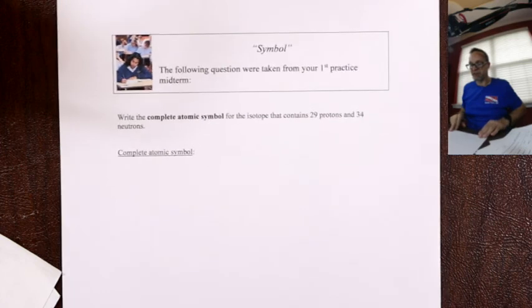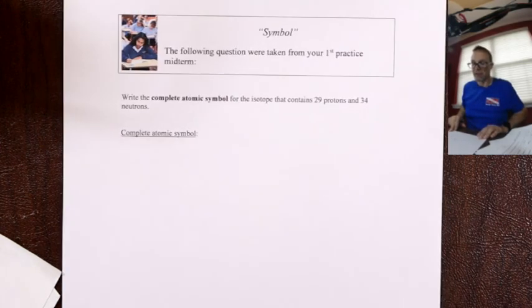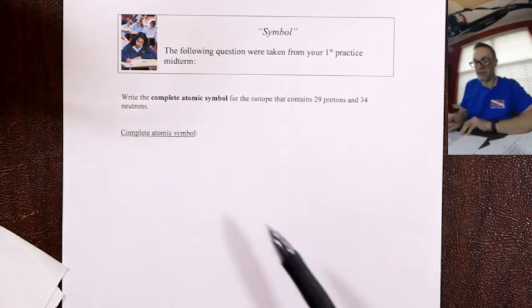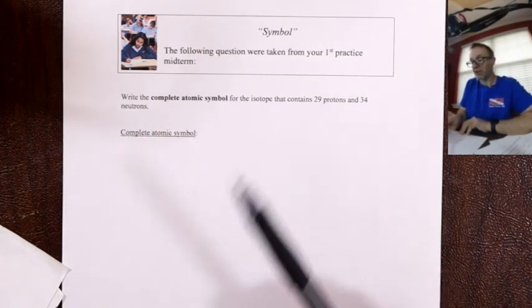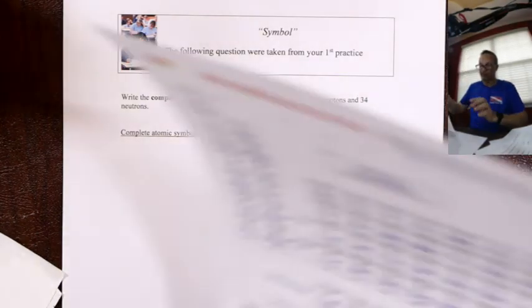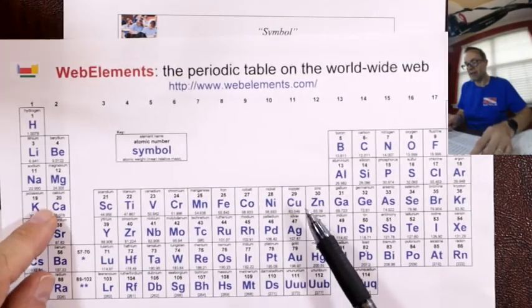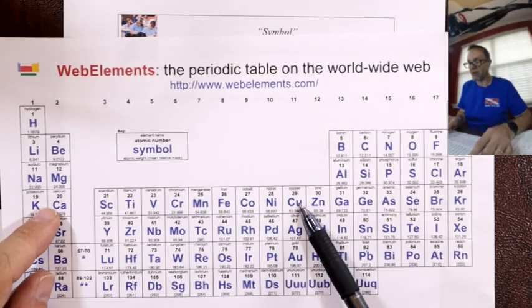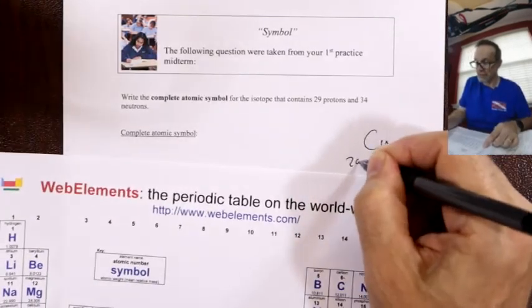Finally, here's an old one, a simple question, let's be honest, right? So if you understand complete atomic symbols, very straightforward. Write the complete atomic symbol for the isotope that has 29 protons and 34 neutrons. Look on your periodic table. Who is element 29? It's copper, right? So copper. So we'd write Cu 29.